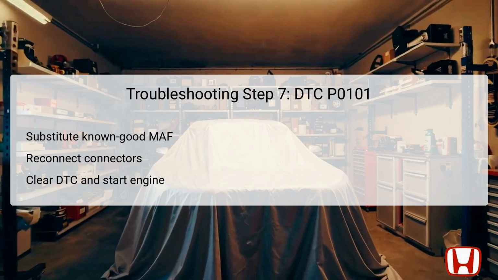The seventh troubleshooting step focuses on validating the MAF sensor's functionality. Begin by substituting it with a known good MAF sensor/IAT sensor to rule out component failure. After performing the substitution, ensure all connectors are securely reconnected to their respective terminals. Now, turn the vehicle to the on mode and clear any diagnostic trouble codes present using the HDS.